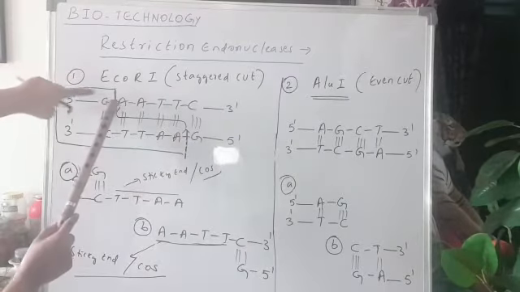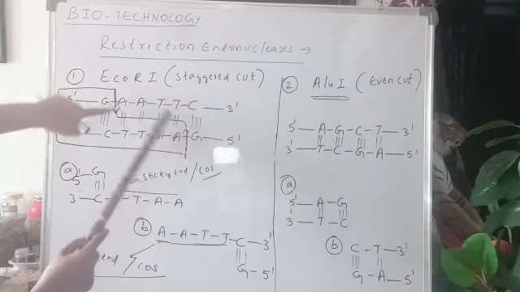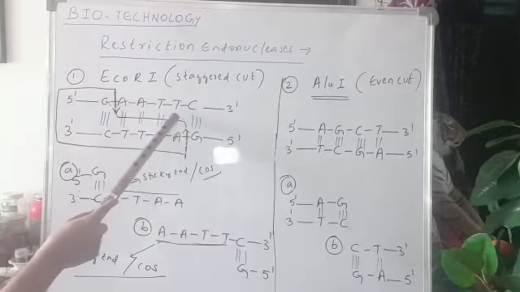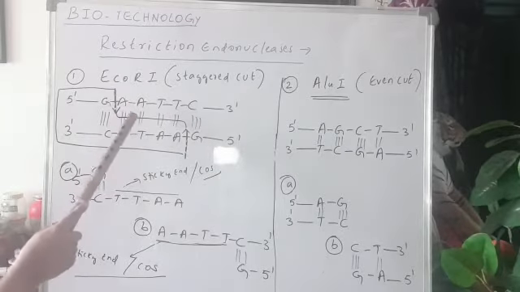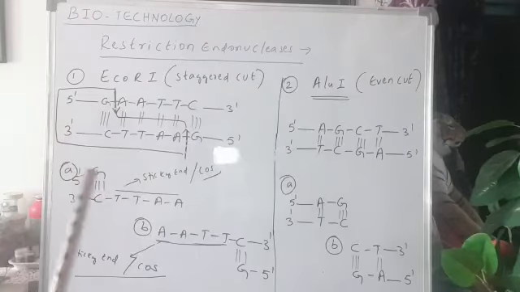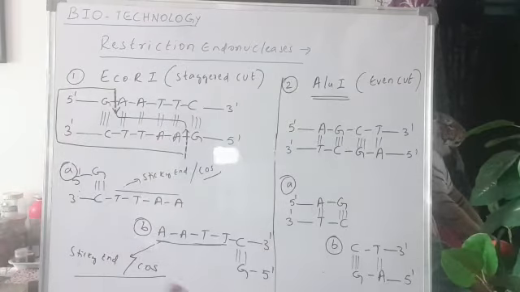Here A1 and here A1. So, 2 phosphodiester bonds have broken, and 8 hydrogen bonds have broken between adenine and thymine. Here you can notice 8 hydrogen bonds broken. And this cut is an uneven cut or staggered cut.